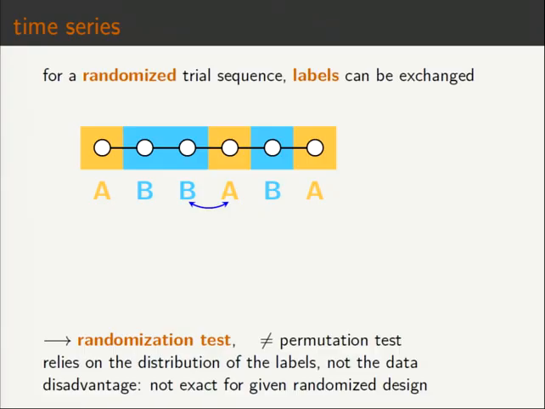So you could say, because the trial sequence has been randomized, I can now apply exchanges not to the data, which are serially correlated, but I can apply them to the labels associated with the data, because they have been randomly, independently assigned. The answer to this idea is yes, it is possible. It does not lead to a permutation test, because a permutation test is based on exchanges based on the structure of the data itself, the distribution of the data itself. This kind of test is called a randomization test.